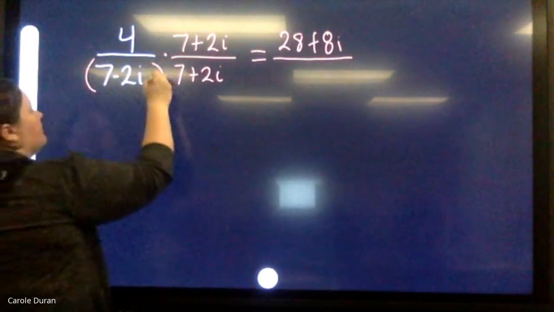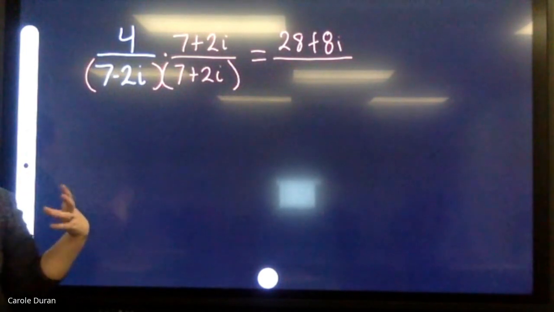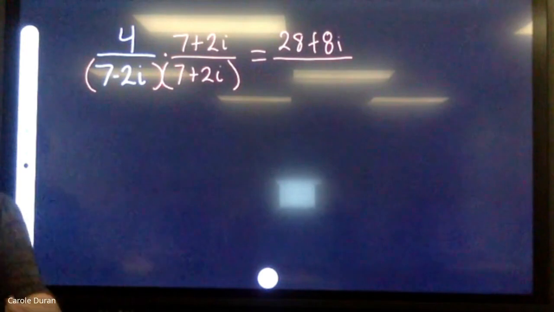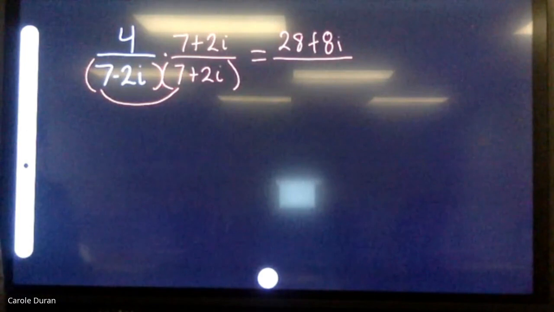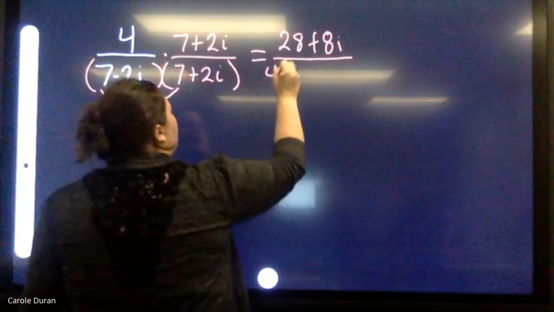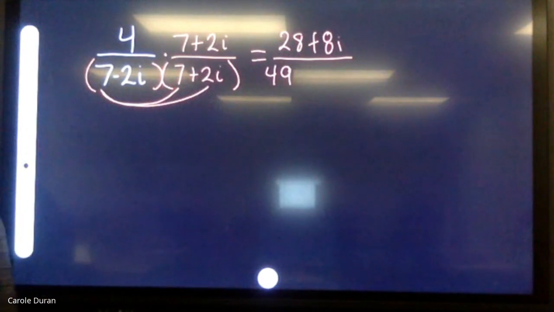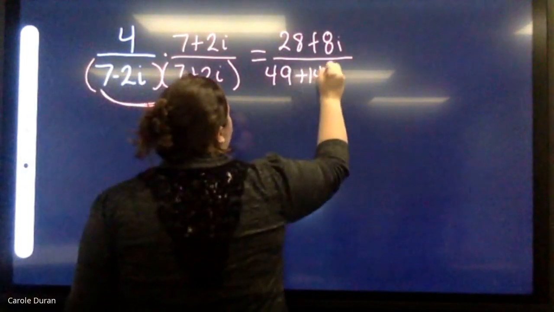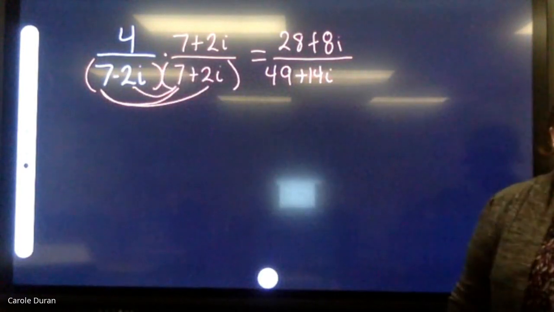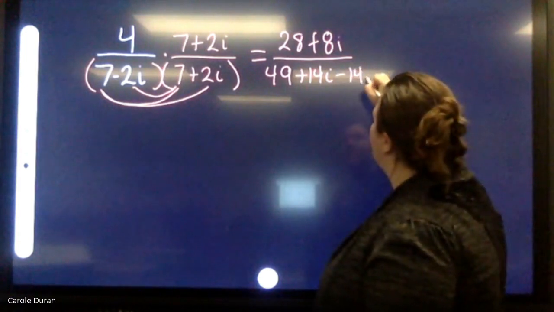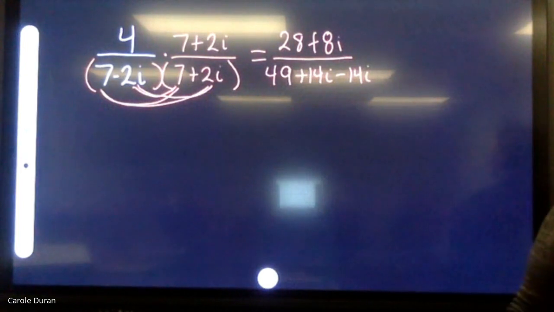In my denominator, I'm going to have to FOIL because I have a binomial times a binomial. So let's refresh how to FOIL. I multiply my first terms together. What's 7 times 7? I multiply my outside terms together. What's 7 times 2i? I multiply my inside terms together. What's negative 2i times 7? And then negative 2i times 2i. Negative 4i squared.